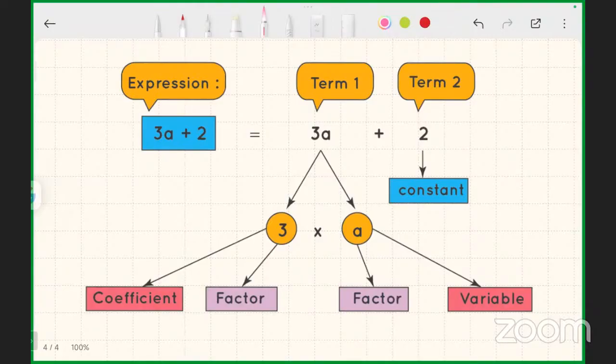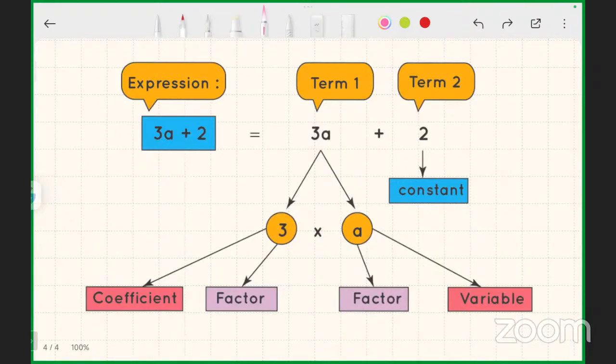First, we have to understand the expression. I can see that they have singled them both out and shown which is the term and which is the constant. So we know that 2 is the constant. And now they have split 3a into 2 parts. So 3 is now the factor and coefficient, and a is now the factor and the variable.